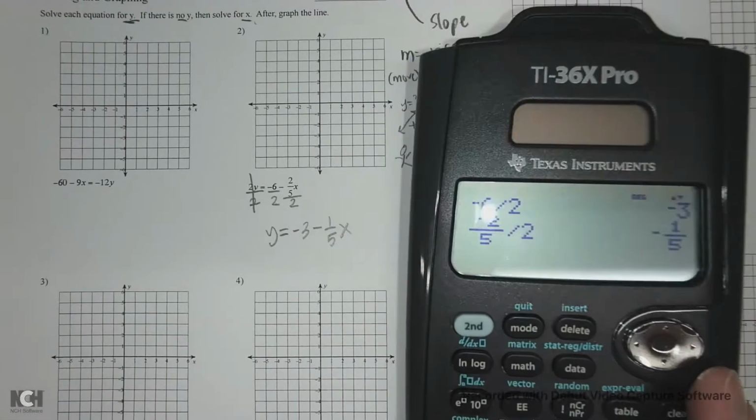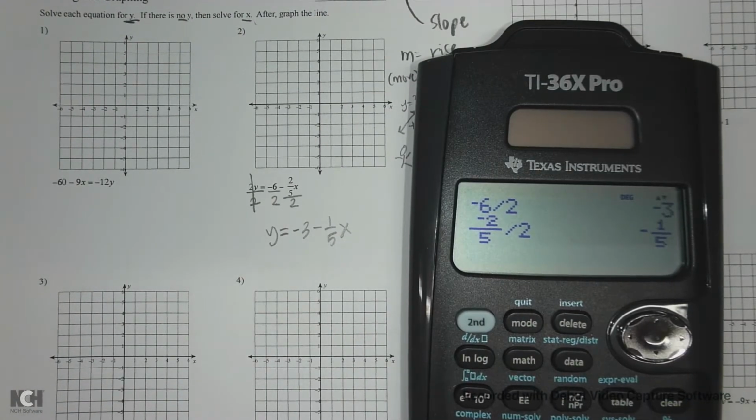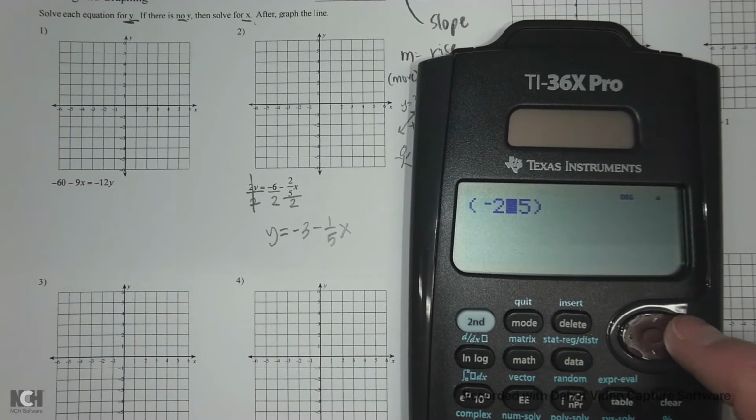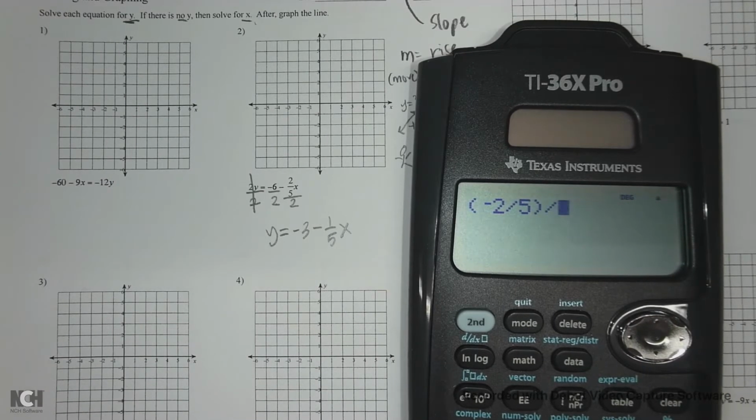Okay, now, a few things. If you don't have a cool calculator like this, then what you could do is type it this way: parentheses, -2 divided by 5, close parentheses, divided by 2. Then you should get some sort of a decimal when you do that.